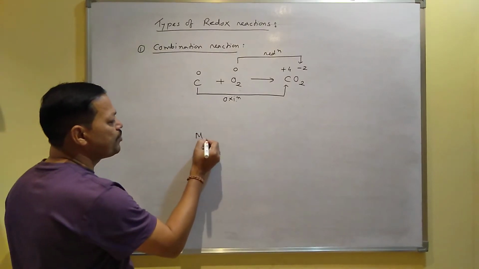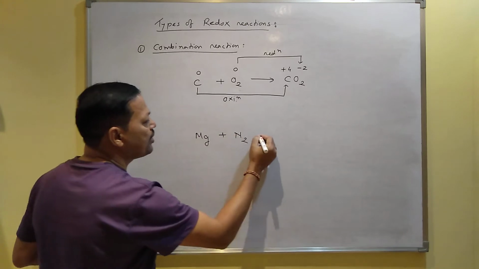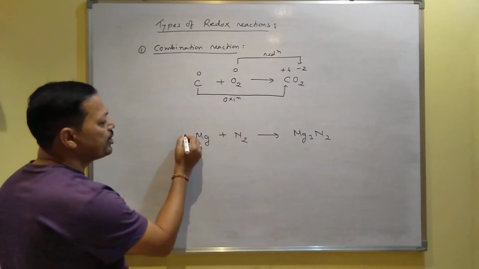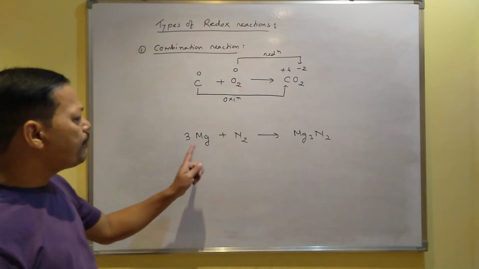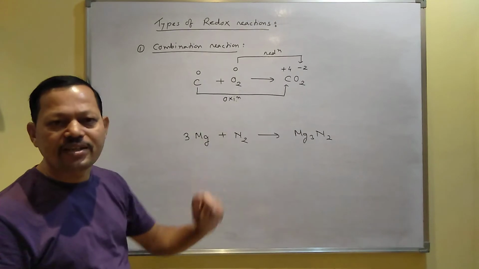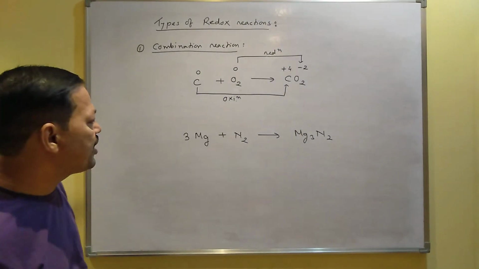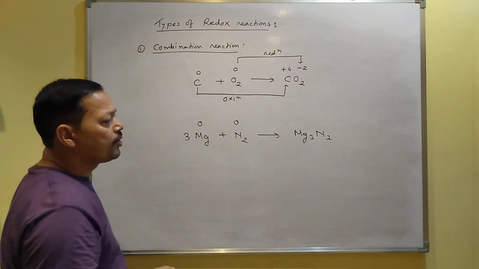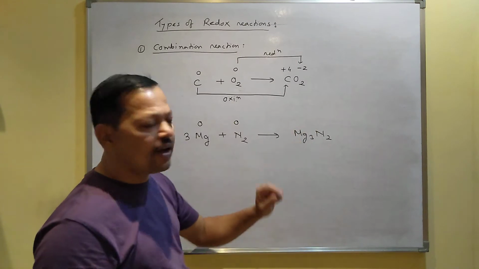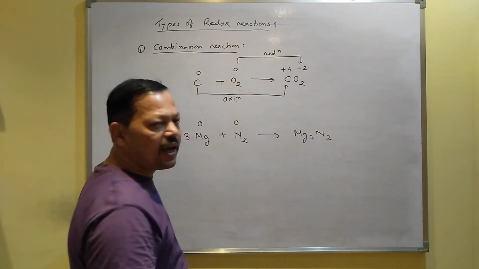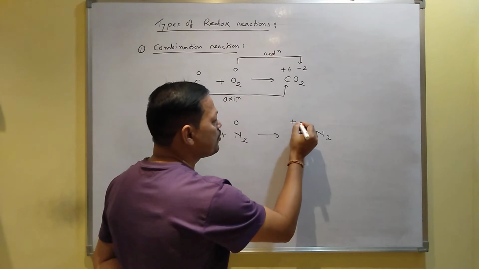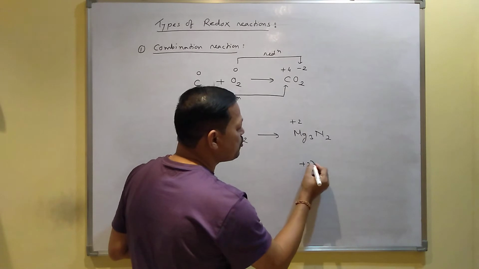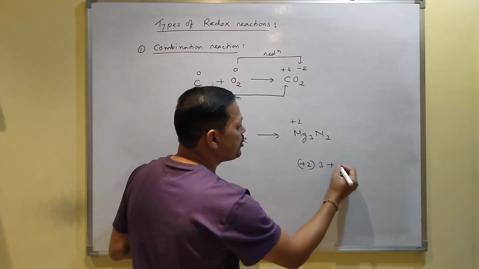This is another example: magnesium when combines with nitrogen, it produces magnesium nitride. Its formula is Mg3N2. To balance it, you can put 3 here. So this is one example of combination reaction. Here it is a free element, that's why charge is 0. This is a free molecule, charge is 0. But when it produces Mg3N2, magnesium is an alkaline earth metal, so its charge is +2. Magnesium is +2 into 3 plus nitrogen is suppose X.